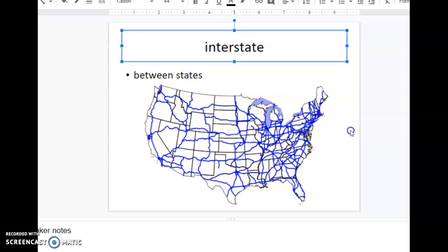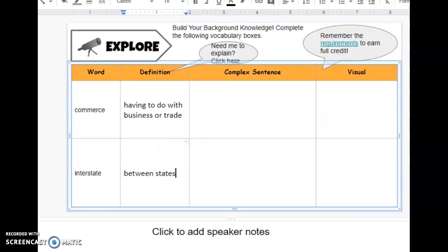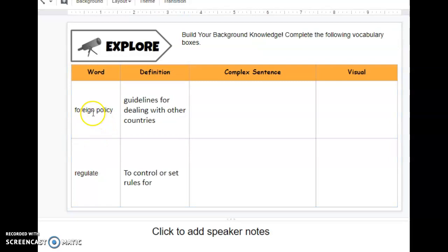A highway is interstate. Route 95 was an interstate highway going from Maine all the way to Florida. My father ran an interstate business with factories in Maryland and Virginia, as complex sentences. We'll move on to foreign policy.